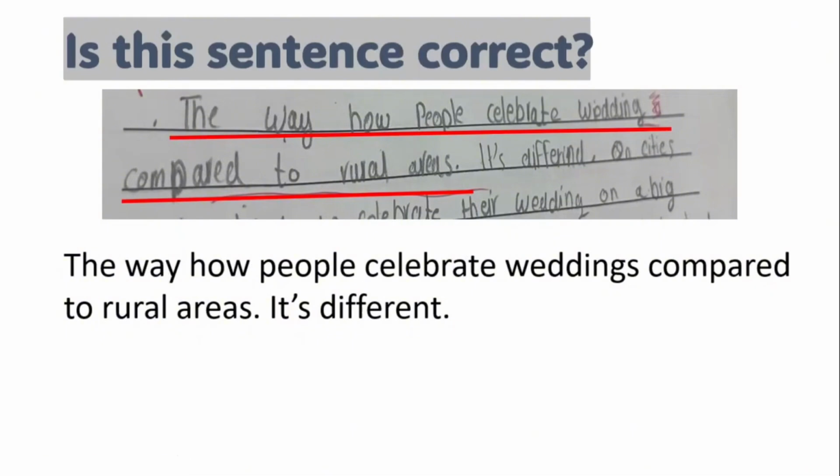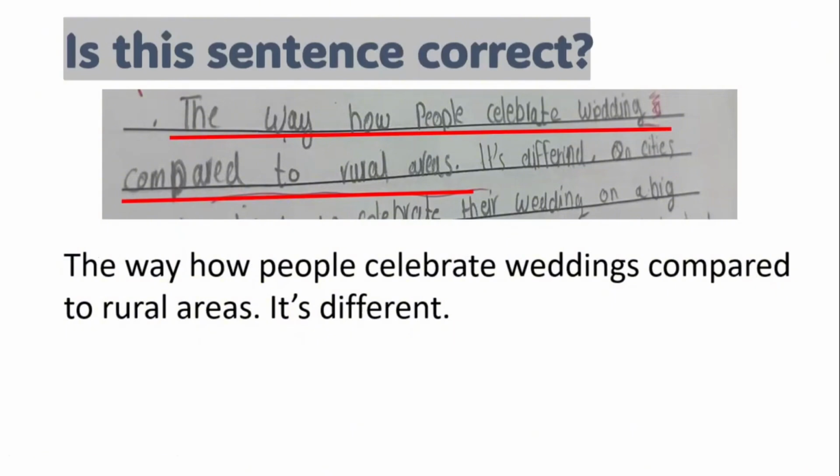Do you feel that this sentence is complete? Does it give you the full idea? No, of course not, because I don't have a verb. If I'm talking about the way, which is the subject, what about the way? What do you want to say about it? This is only a description of the way. When I say the way how people celebrate weddings compared to rural areas, I am not actually saying anything about the way. Give me the complete idea.